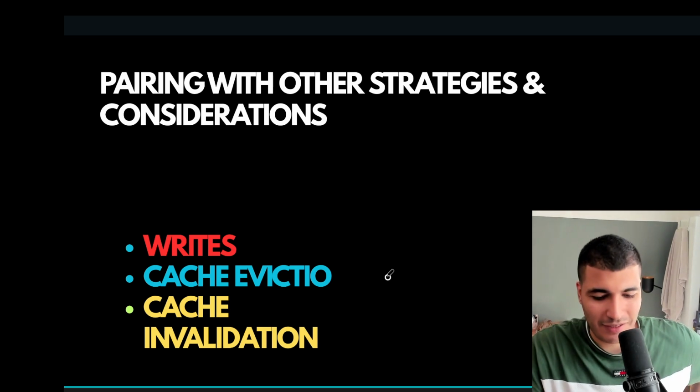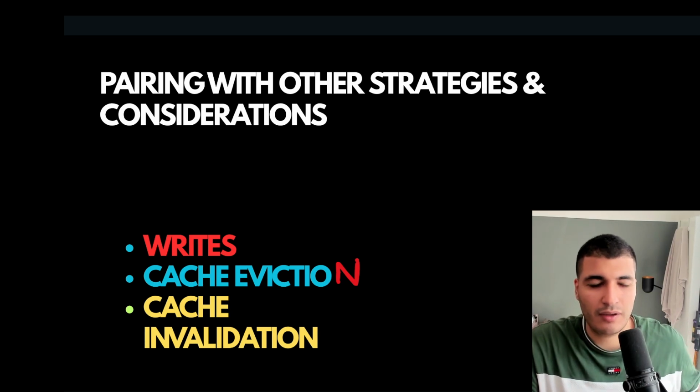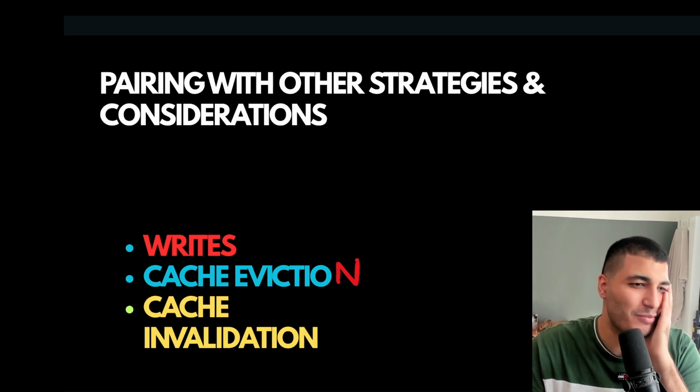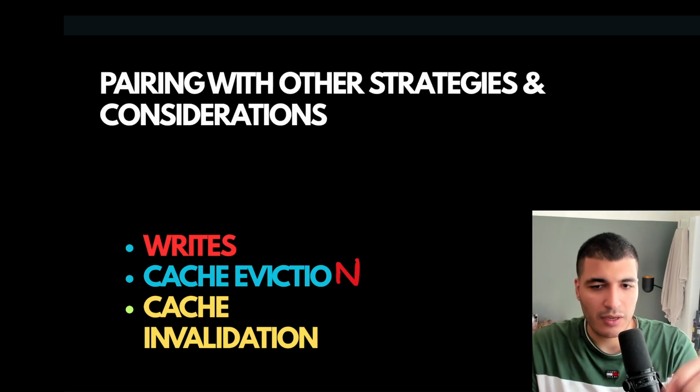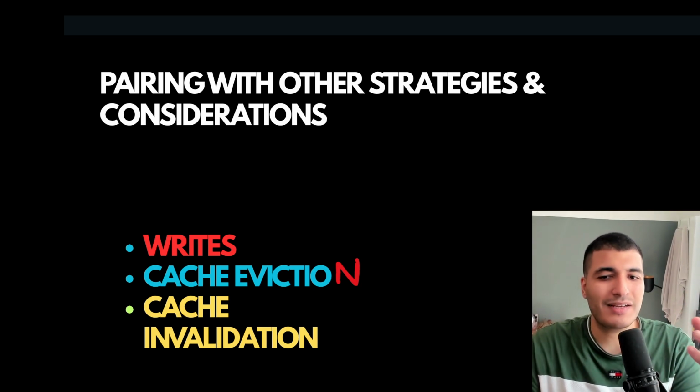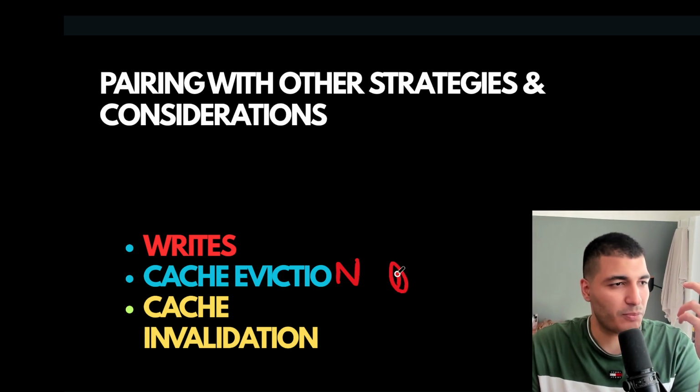Next, we're going to talk about cache eviction. I forgot to put it in here, so let's put it here. You still need to use cache eviction policies like LRU, LFU, or TTL, time to live. I will create a video about cache eviction policies. Basically, you need them to manage the cache size. Read-through doesn't solve this. It just determines how data is loaded. So you need to use cache eviction policies.